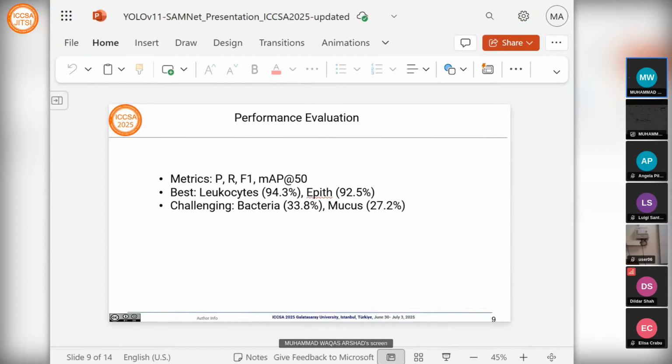And these are some of the challenges, with some of the particles. For bacteria, it's 33.8, and for mucus, 27.2. This is due to their small size, transparency, and tendency to clump together. So that is also a big problem. It's also possible to work on more future work for more accurate results.